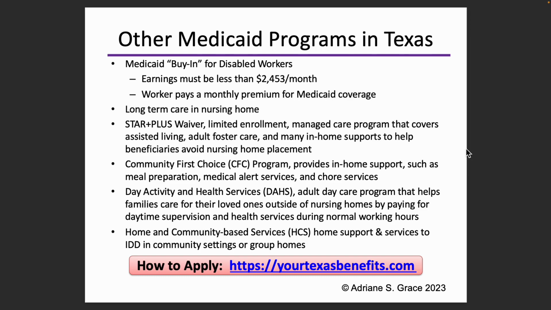Waiting lists are really long. Like for this HCS one, a rep from LifePath in Collin County told me the wait is 17 years. So if you've got a 2-year-old, get on the list now, because you may want to have that available to them when they turn 18.